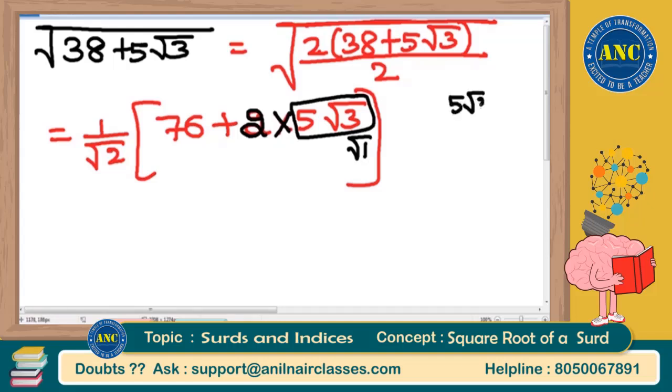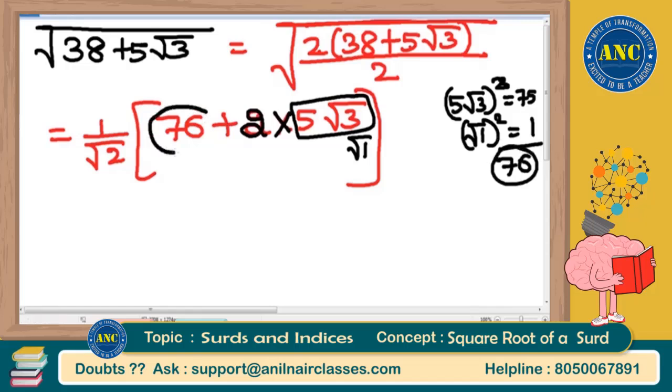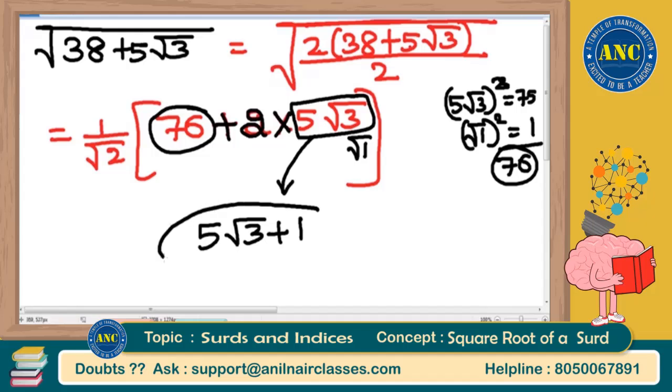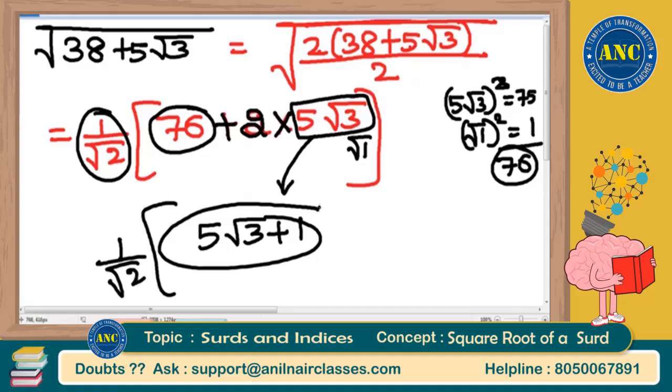5 root 3 if I square it, 5 root 3 square is 75. Root 1 if I square it, I will get 1. 75 plus 1 is 76, which is what I have in the first term. So that means A value is 5 root 3, B value is 1. Because I have plus here, write down plus. Answer is 5 root 3 plus 1 with this 1 by root 2. So 1 by root 2 times of 5 root 3 plus 1 should be the final answer.